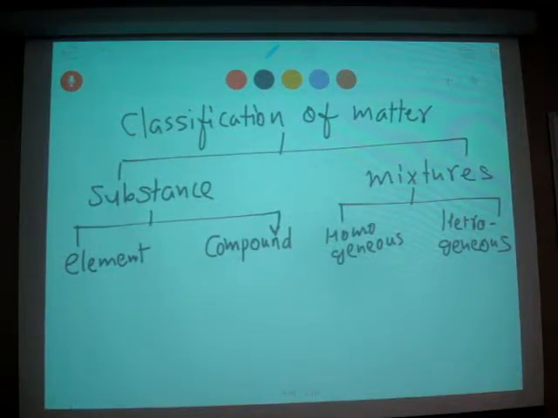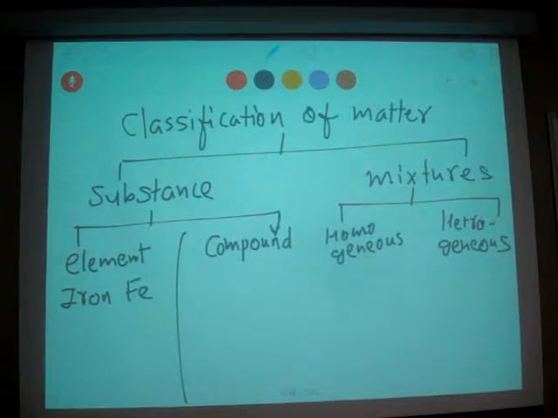So basically element, for example iron, it's made out of same atoms. Element is made out of same atoms. For example carbon, oxygen.